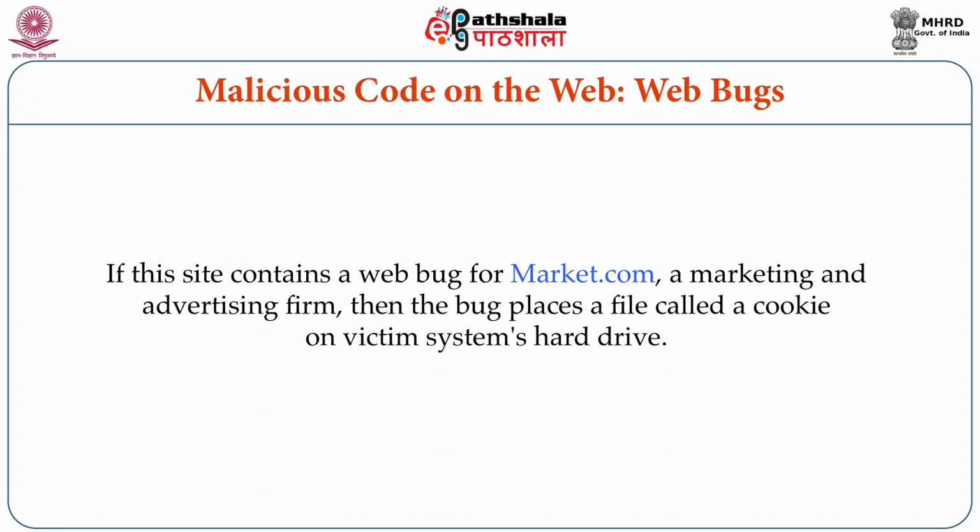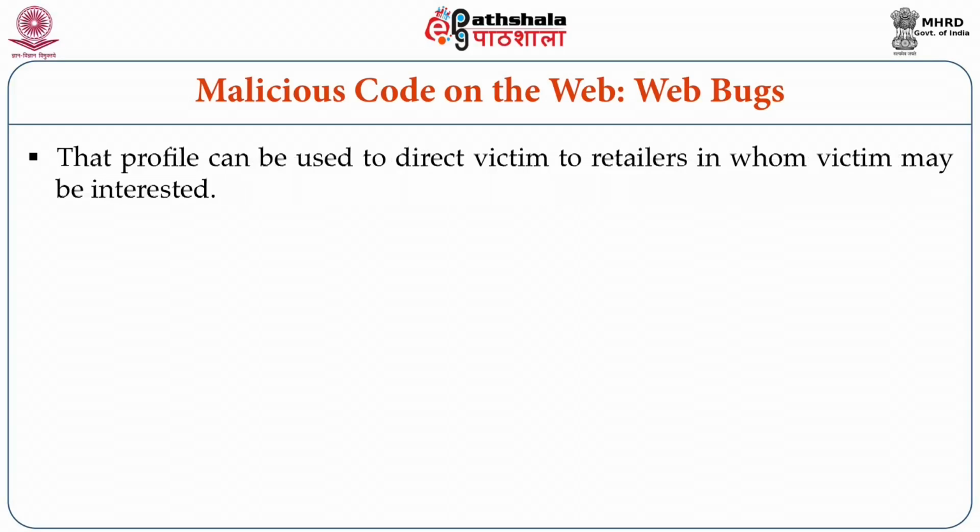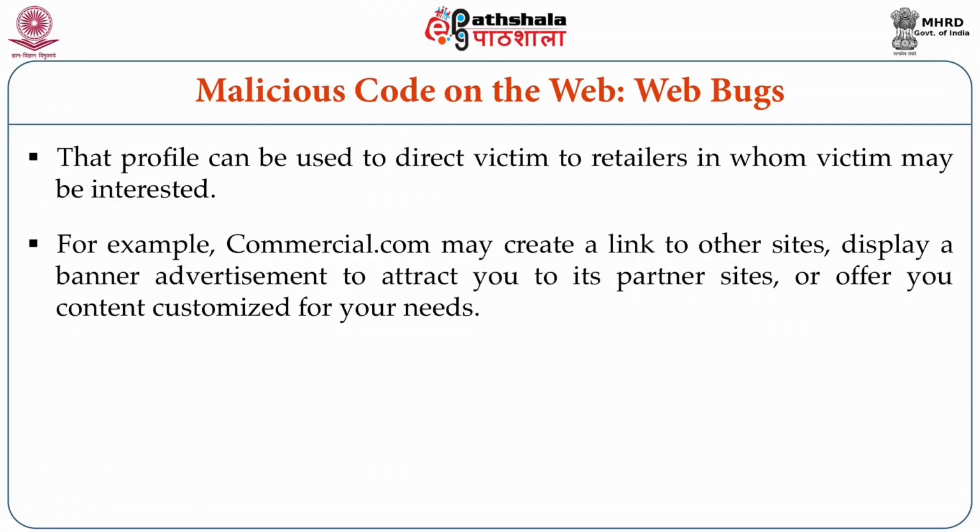The bug used to place a file called a cookie on a victim system's hard drive. A cookie is nothing but a numeric identifier. It is unique to the machine and can be used to track the victim's surfing habits, or it can build a demographic profile. This demographic profile can be used to direct the victim to retailers in whom the victim may be interested. Now this web bug at commercial.com can create a link to other sites, display a banner advertisement to attract users to its partner sites, or offer you content customized according to your needs.